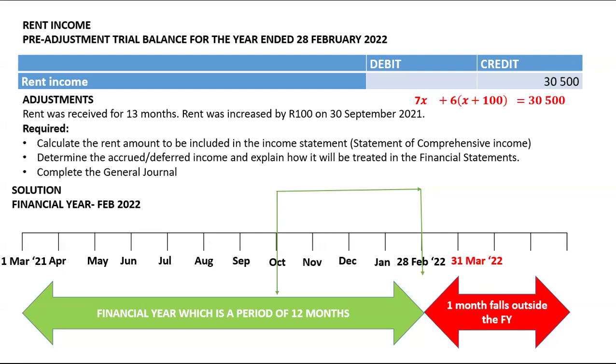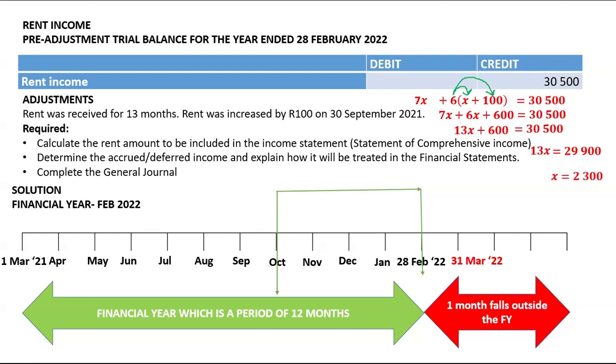When we work with the rand values, we just add to what rand was supposed to have been. So to simplify this, you will just take 6 multiplied by X and take 6 multiplied by 100. You'll end up having 7x plus 6x plus 600 is equal to 30,500. Then you take 7x plus 6x, which will give you 13x plus 600. And then you transpose that 600 to the right-hand side. You'll end up having 30,500 minus 600, which will give you 29,900. Then divide by 13, it'll give you 2,300 per month.